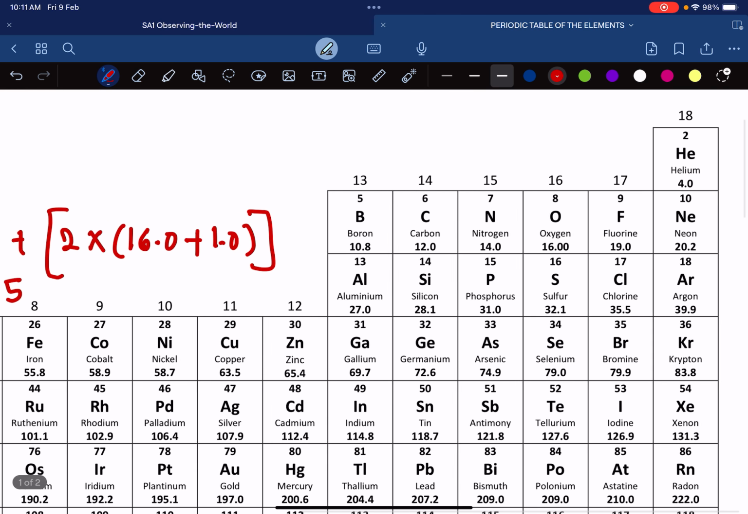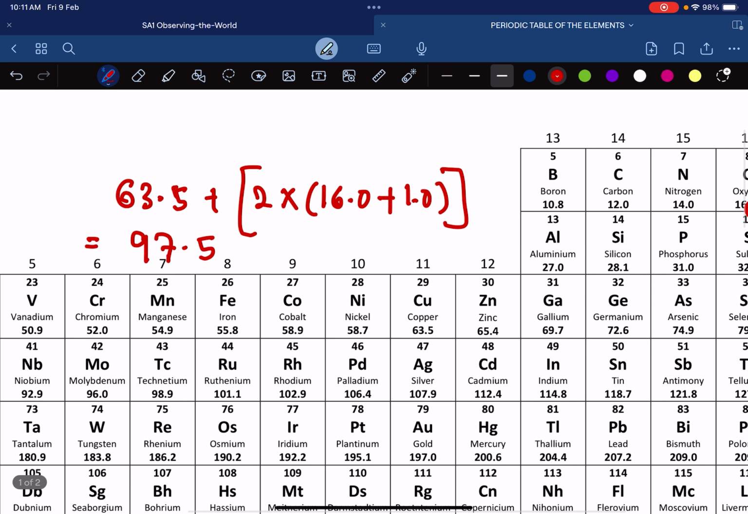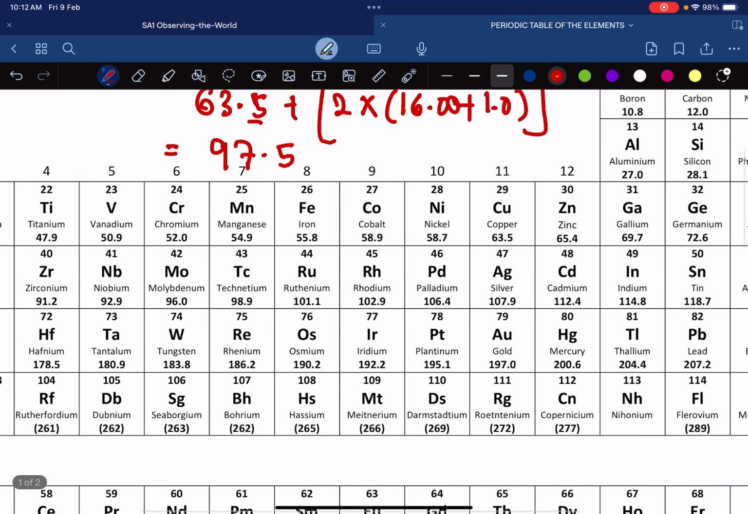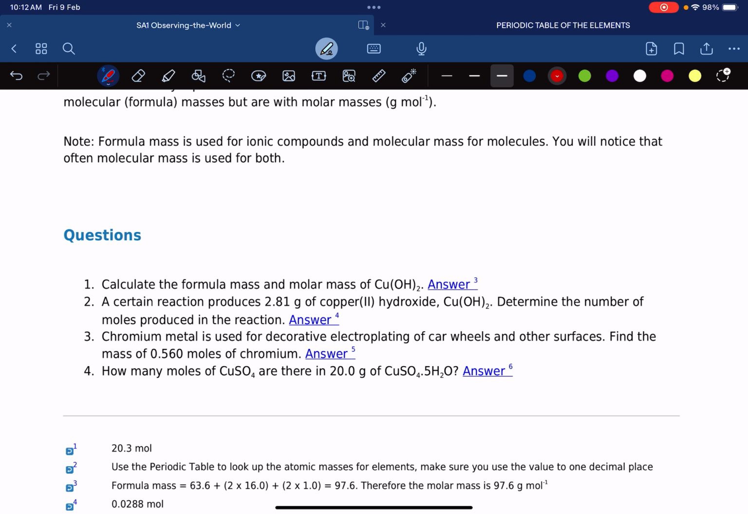How many decimal places? If you remember, oxygen is given to you in 2 decimal places, right? But we have to follow the smaller decimal place, which is 1. So 97.5. The question was asking us the formula mass and molar mass. So the molar mass is 97.5 gram per mole. Meanwhile, the formula mass is just 97.5, no units. Same number, just a different word used. Is this a big deal? The answer is no. It does not matter. It's not life threatening.